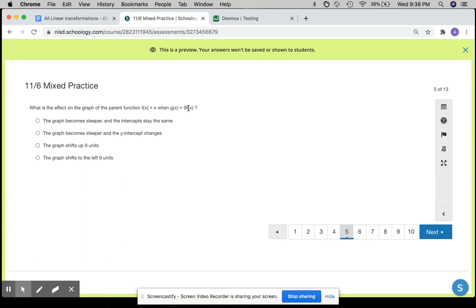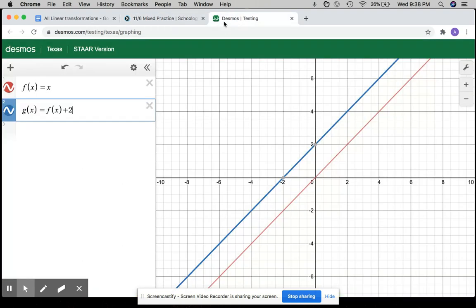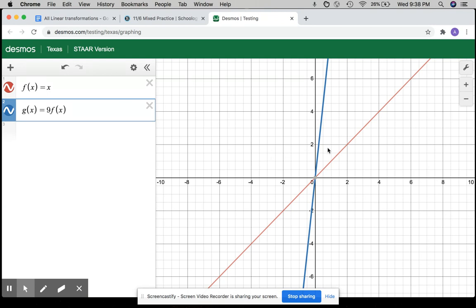I'm changing the steepness of my slope. So I want to be careful and make sure I understand that. If you're a little bit confused, you can take your graphing calculator. Here's f of x equals x, and you can show that multiplication. And when you see that, you're going to notice that the blue line moves from your red line to the blue line.